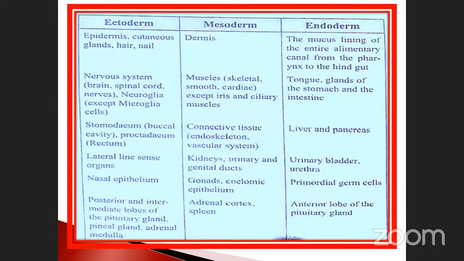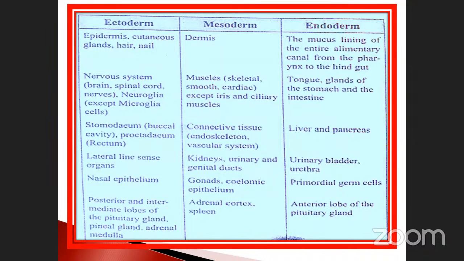What is the next one? These are the things we already discussed in the diagrammatic way. They have been differentiated and given in the functional aspect. Ectoderm gives epidermis, cutaneous glands, hair, and nails. These are all ectoderm. Mesoderm, derm means middle. Endoderm is the inner lining, the mucous lining of the entire alimentary canal from the pharynx to the hindgut.